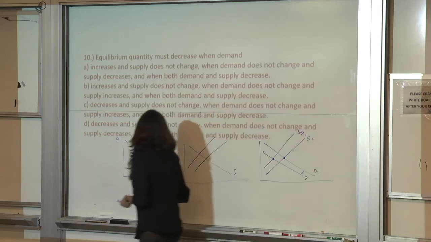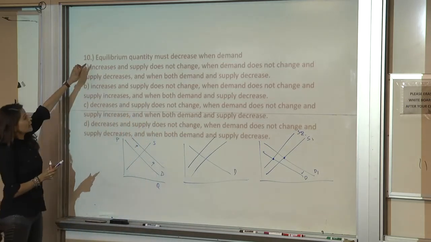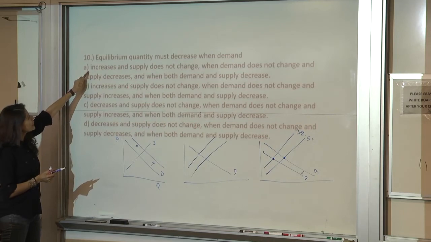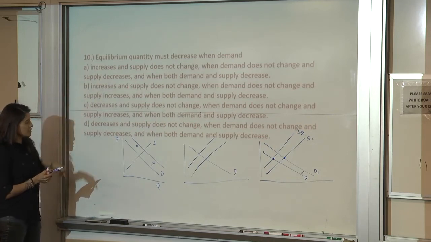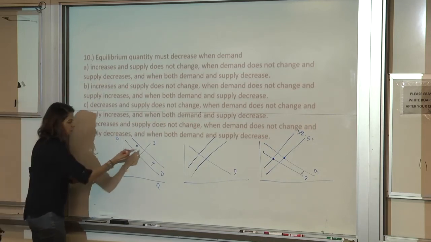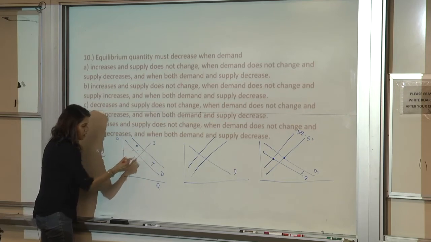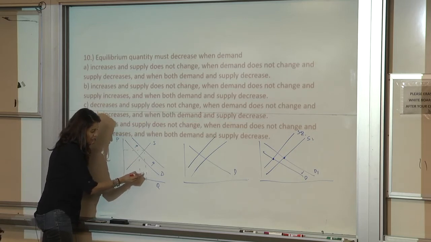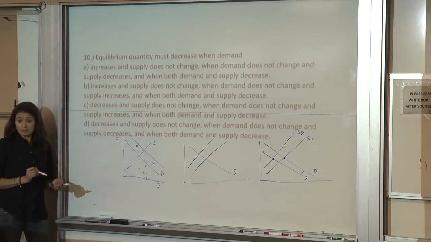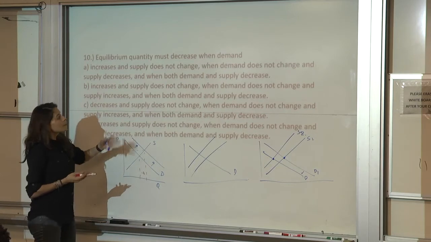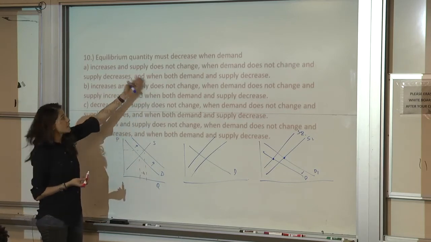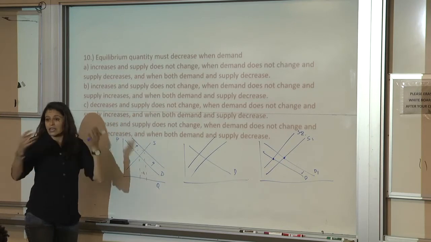Okay, so first part of this. Equilibrium quantity must decrease when demand increases and supply does not change. That's not the case, because when demand increases and supply does not change, equilibrium quantity increases. Okay? Good? Now, this is not the case, but let's see what happens in the rest of the sentence, for the sake of the review.